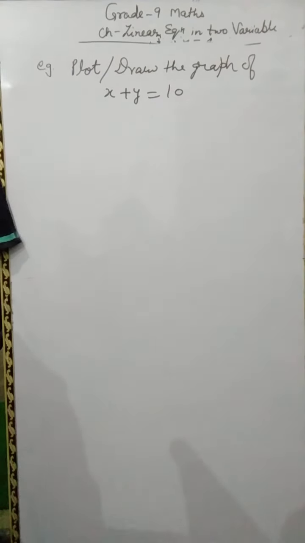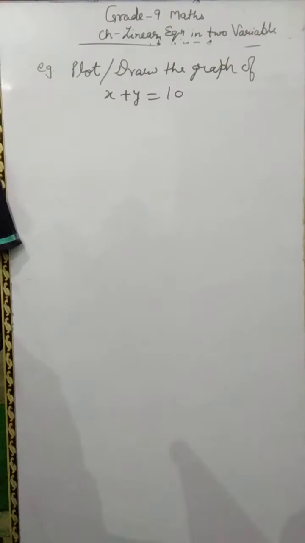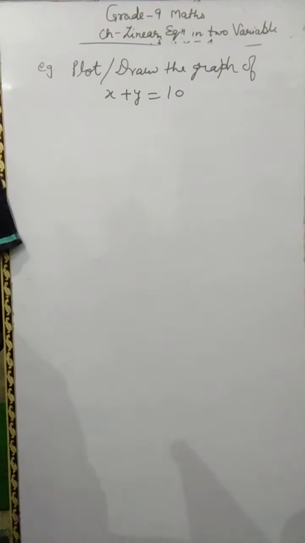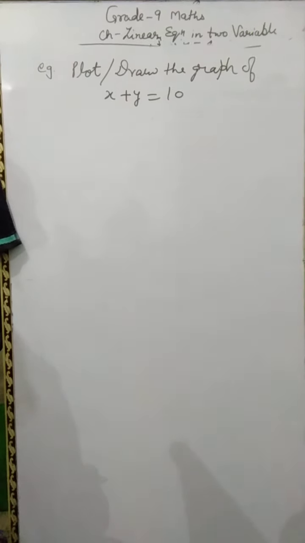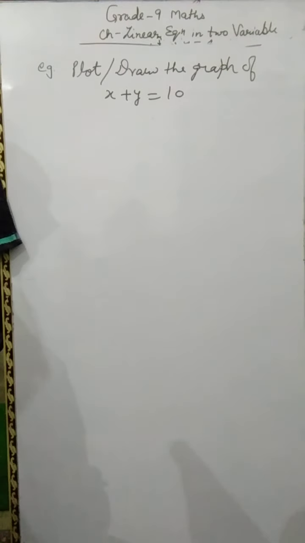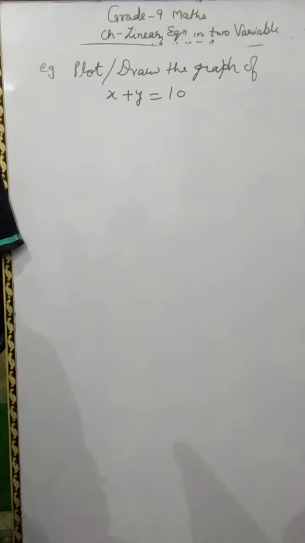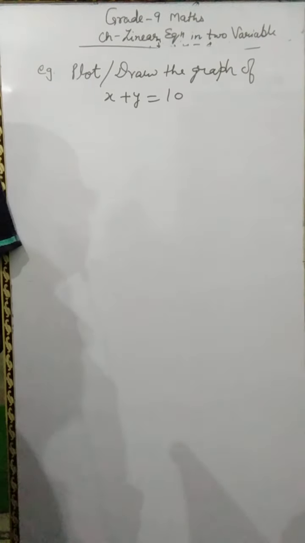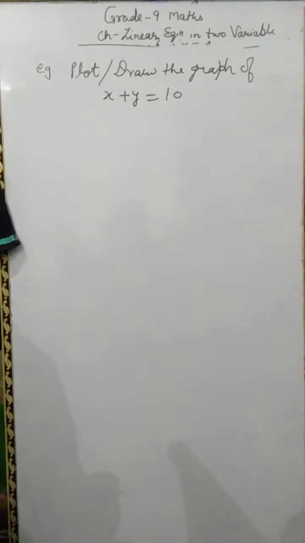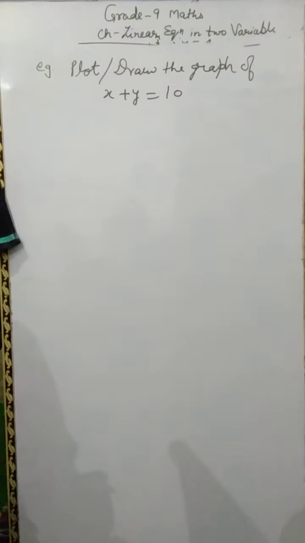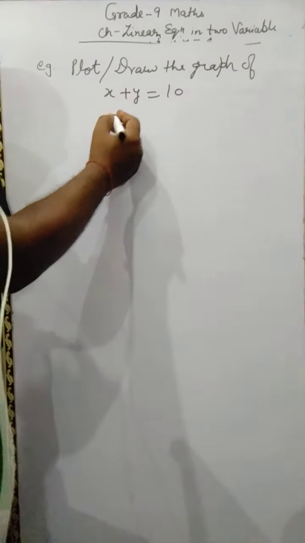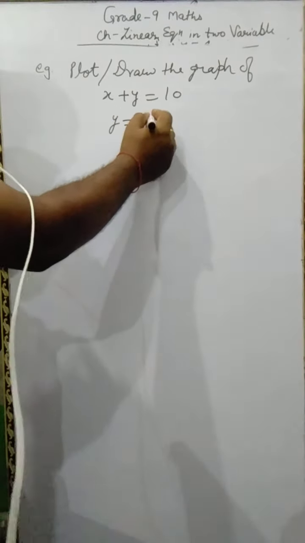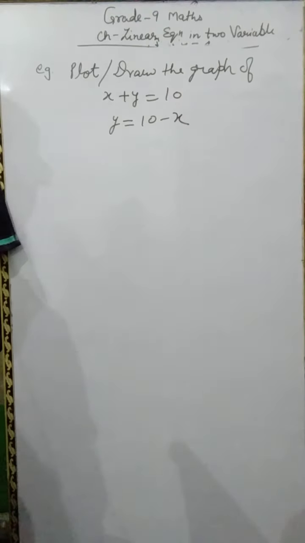If you like to draw the graph of any equation of a line in two variables, then there are two variables. Represent one variable in the other one. Here x and y, there are two variables. Represent x in terms of y or y in terms of x. So I am going to make y the subject: y equals to 10 minus x, right?